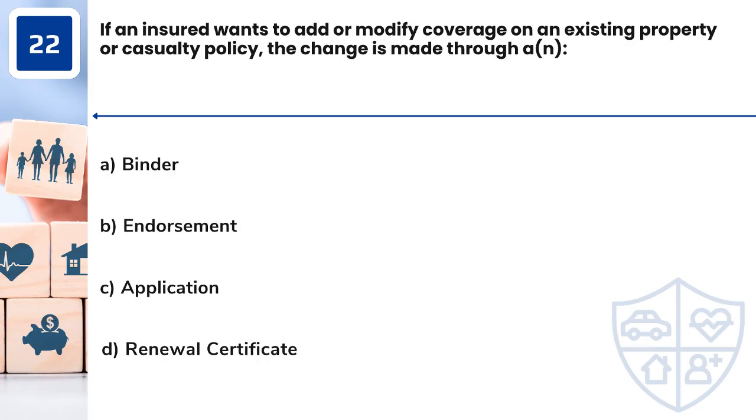Question 22. If an insured wants to add or modify coverage on an existing property or casualty policy, the change is made through A. Binder. B. Endorsement. C. Application. D. Renewal certificate.